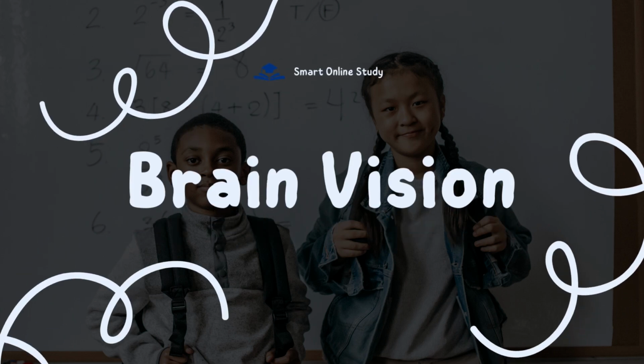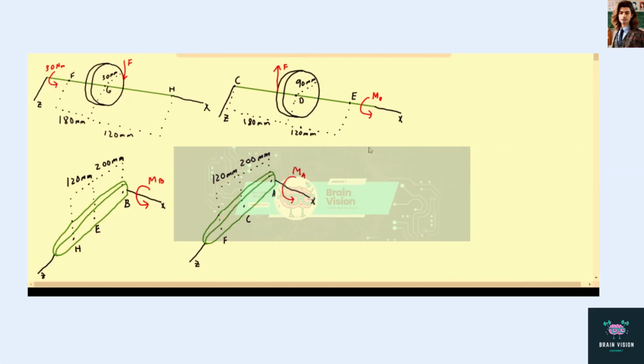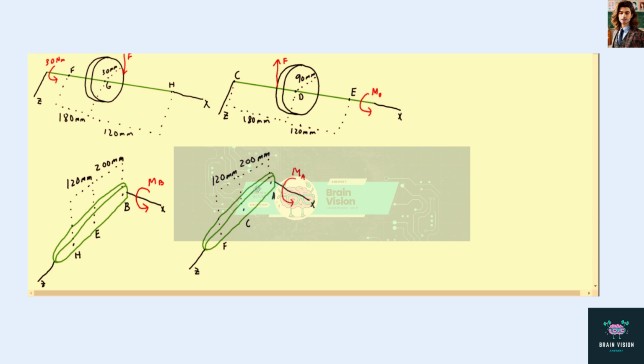Welcome to Brain Vision. We need to find the value of m naught, and we also need to find the reactions at the points A and B. I drew out 4 different free body diagrams to represent the different components in the given figure. So we have 2 diagrams for the 2 cogs and 2 diagrams for the 2 arms. We're going to start working with this free body diagram, the cog FGH, and then use the information from this cog to help solve for m naught.